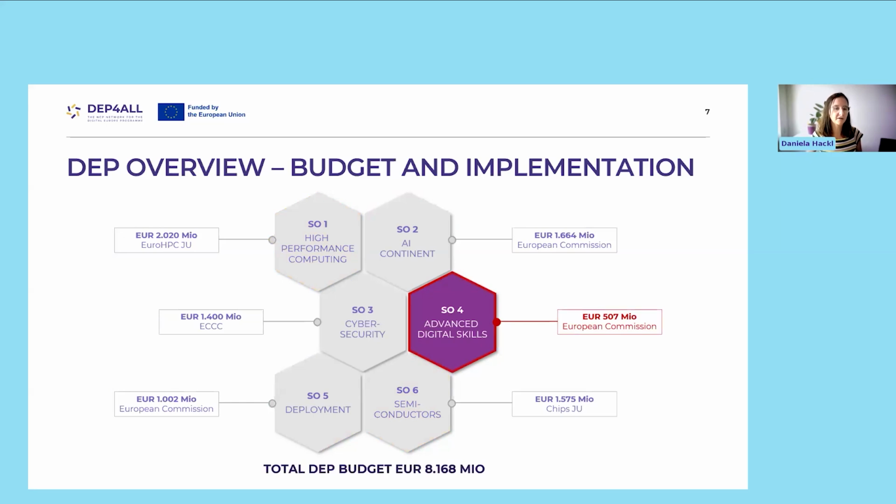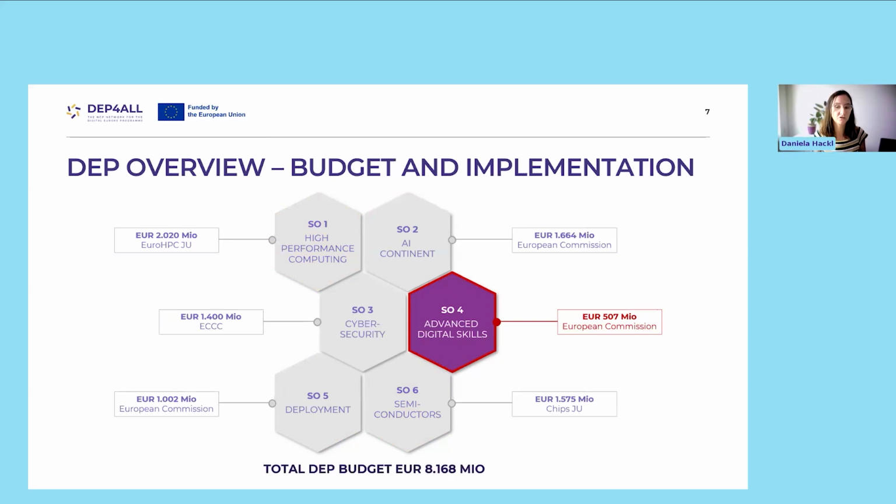Now, I'll dive into SO4, which is the Advanced Digital Skills thematic area. This is what our deep dive today is all about. This is part of the main work program under the Digital Europe program. Budget-wise, this objective is the smallest one. But in terms of objectives and in terms of needs, of course, it's of great importance.